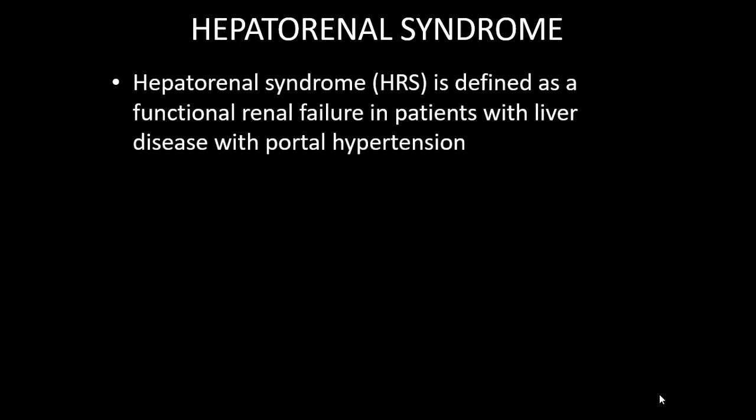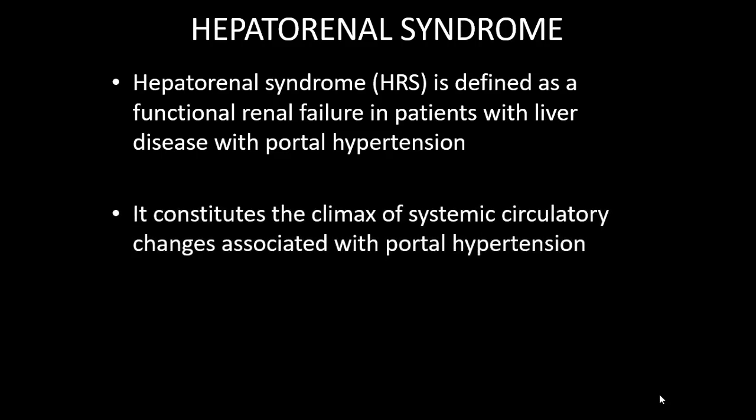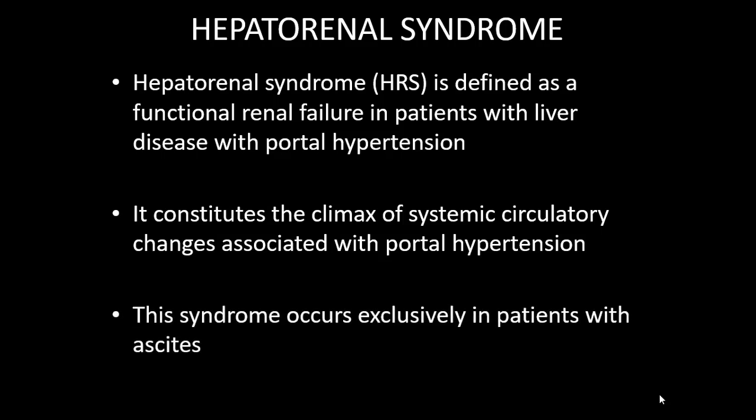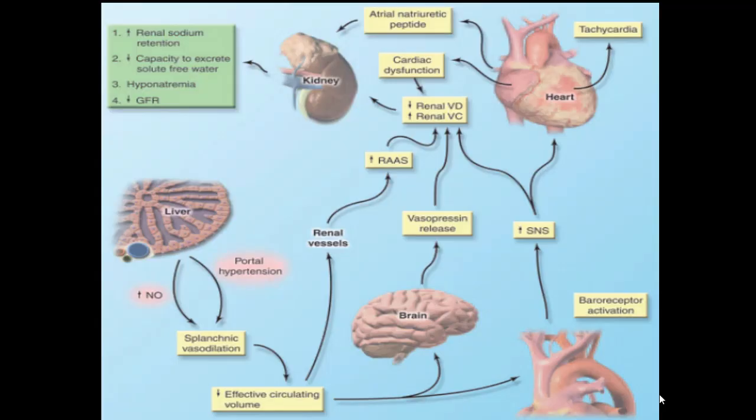So hepatorenal syndrome is defined as a functional renal failure in patients with liver disease with portal hypertension. It constitutes the climax of systemic circulatory changes associated with portal hypertension. And this syndrome occurs exclusively in patients with ascites. So if your patient does not have ascites, it is not HRS, but it can be AKI or anything else. So what is the pathophysiology?